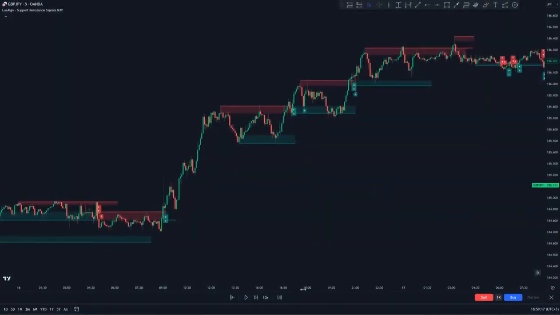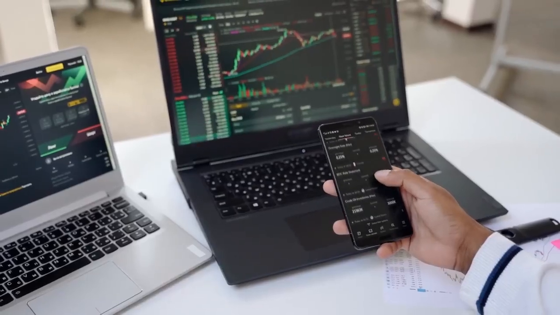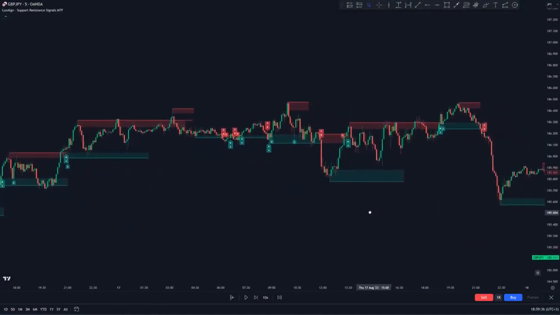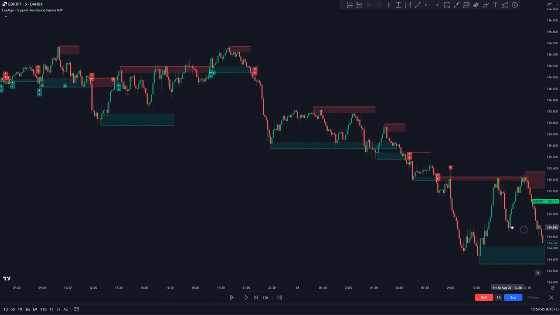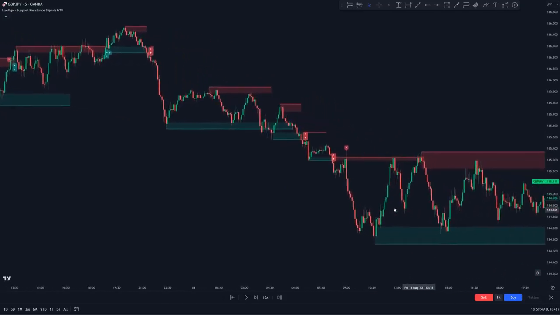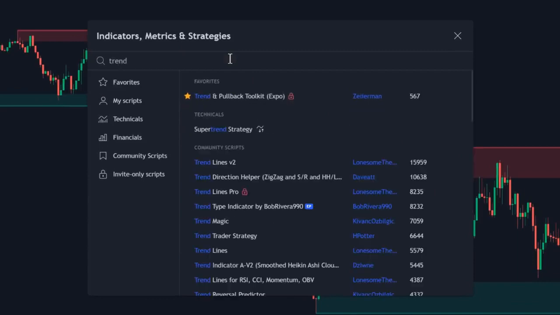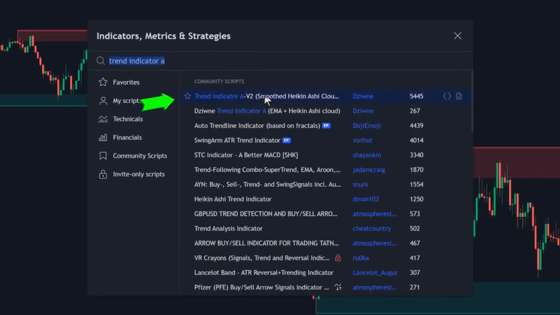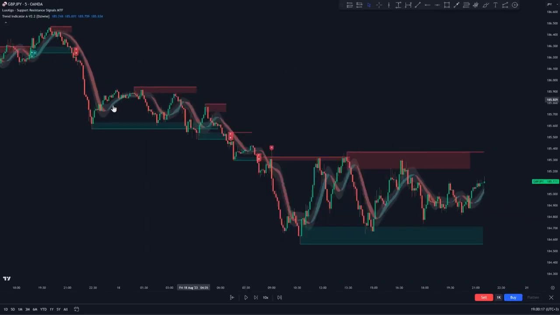Now, to enhance our trading strategy with this indicator, it's important to incorporate a trend filtering tool. This step not only crafts a comprehensive strategy, but also filters out potential false signals that may arise. To do this, navigate to the Indicator search tab and type in Trend Indicator AV2 and select this one created by this TradingView user. Double-click on it to access the settings panel.